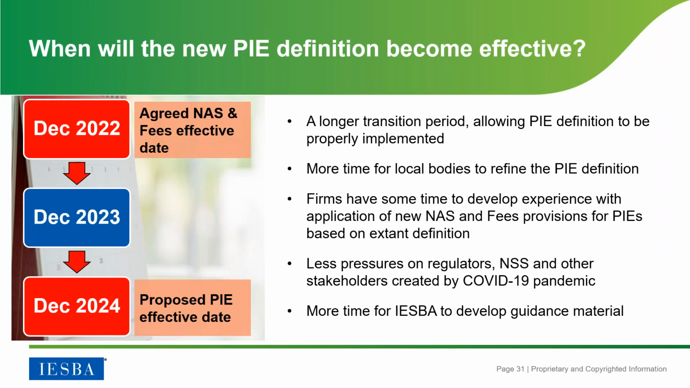So I indicated we've gone for a long transition period. So we're looking at December 24, which is some 2 years after the NAS and fees effective date, because we felt that would give plenty of time for local bodies to adopt the code. Noting, I would say, that an awful lot of local bodies already have a quite extensive PI definition in any event, and it gives us time to develop the guidance material and to help that adoption process.